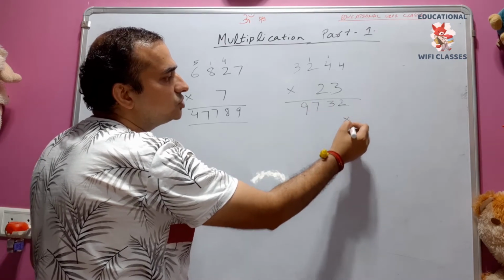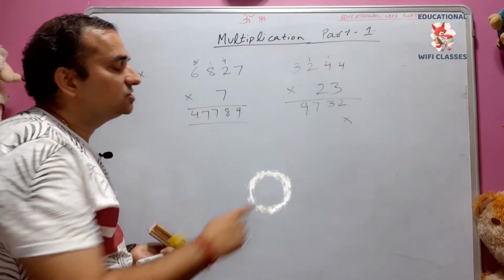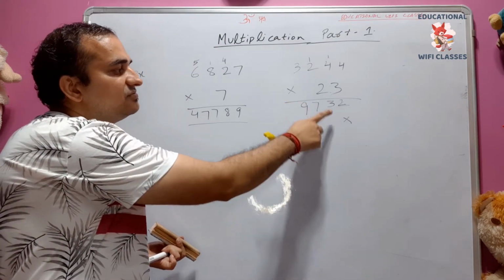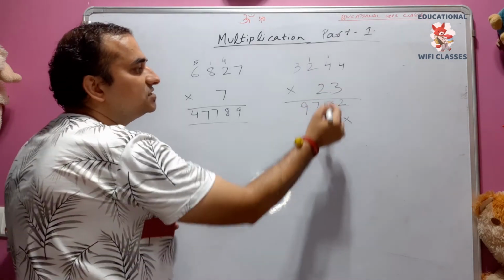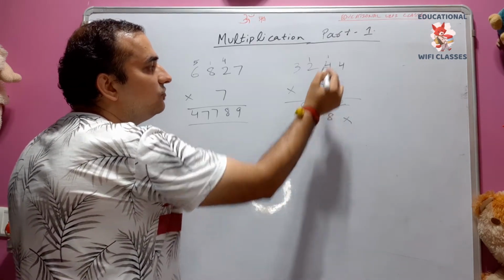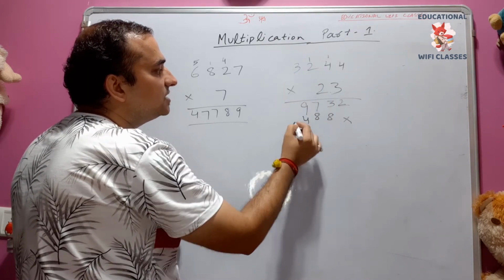Then we will make a cross over here. Why? Because now we will start from the tens place. So when we use the tens place, we will start writing the number also from the tens place. So 2 fours are 8, 2 fours are again 8, 2 twos are 4 and 2 threes are 6.